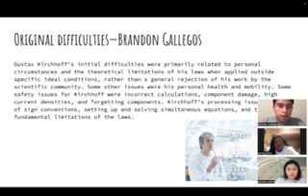Some safety issues for Kirchhoff were incorrect calculations, component damage, high current densities, and forgetting components. Kirchhoff's processing issues consisted of sign conventions, setting up and solving simultaneous equations, and the fundamental limitations of his laws.